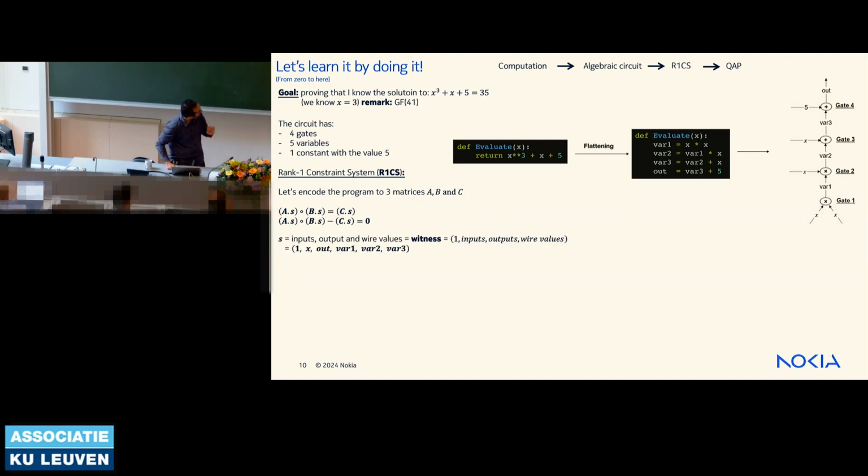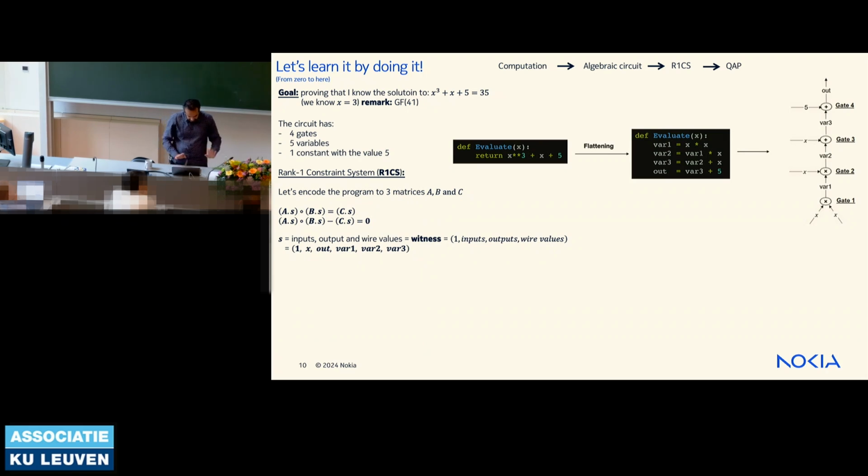I'm going deep into this step by step. So S, let's have an agreement that S is in this format. 1 represents any constant we have in this circuit, for example 5, we will come back to that. X is the inputs, out is the outputs, and then the variables. These variables or values are the wires in the middle of the circuit.